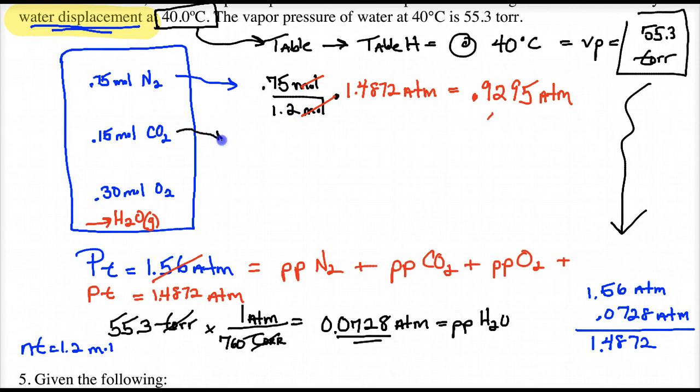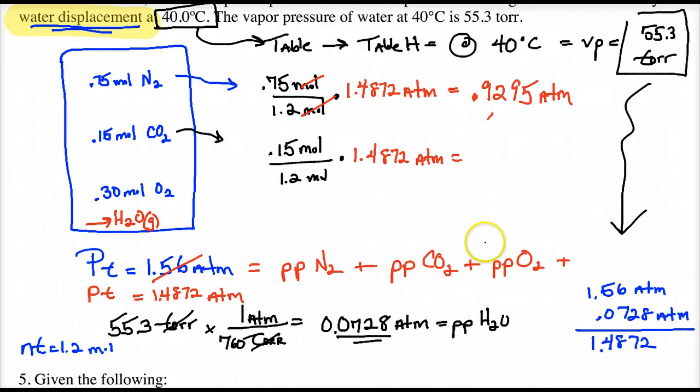Okay, next one. CO2, 0.15 mole over total moles in the flask. That's my mole fraction. And then times it by my total pressure for the moles of atoms that I'm working with, and put that in your calculator. 0.15 divided by 1.2 times 1.4872. In any case, I get 0.1859 atmospheres. Moles cancel.